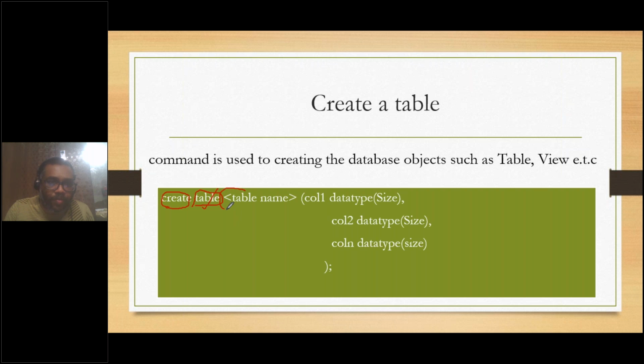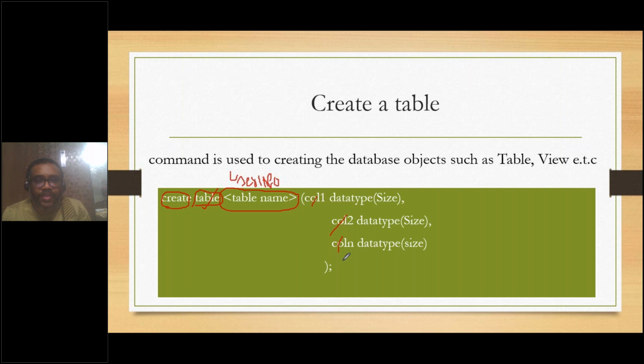Now after table, we have to provide the name of the table. What is the table name I'm assuming here? The table name I'm assuming here is user info. That is followed by column 1, column 2, column 3. What are these? They mean fields, the fields required in this particular table.